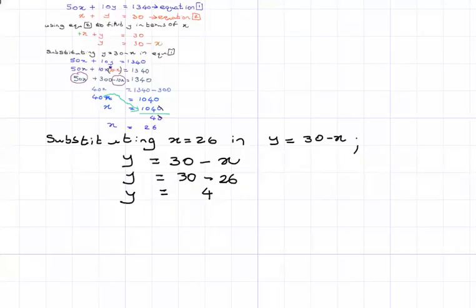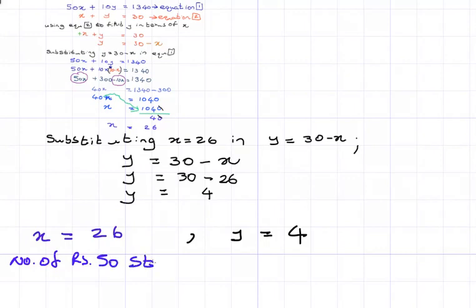So now what we got to do is write x equals 26, comma, y equals 4. We also can present our answer in words. What is x? X is the number of 50 rupee stamps. So number of 50 rupee stamps equals what? 26, comma.